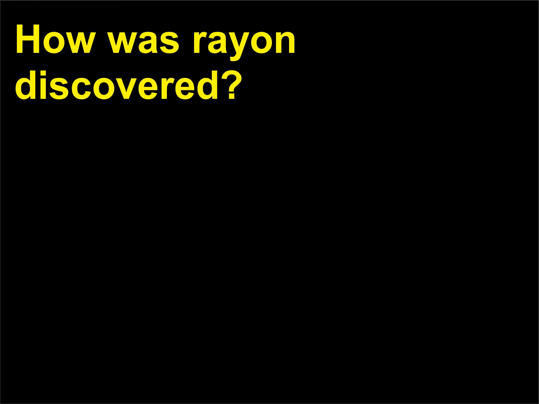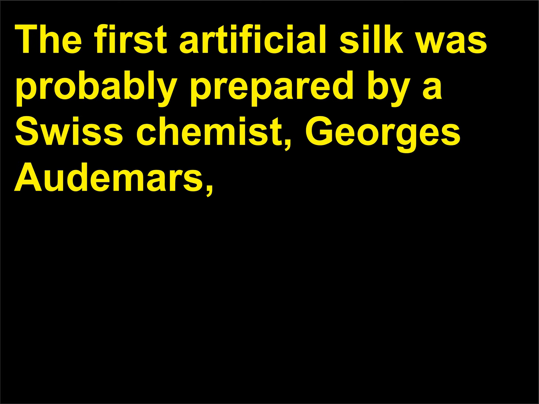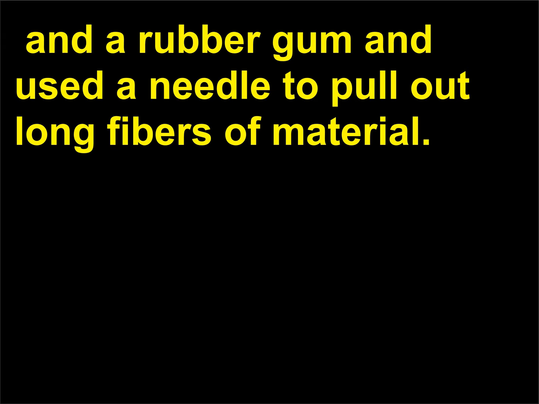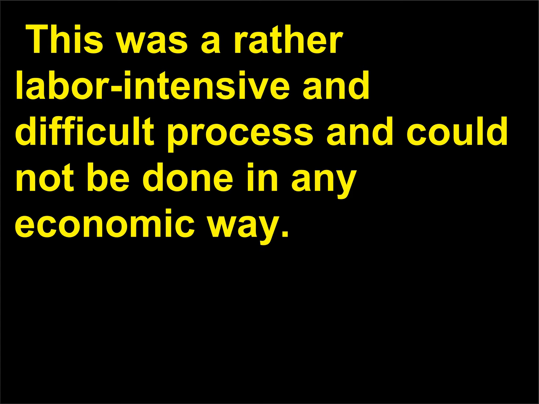How was rayon discovered? The first artificial silk was probably prepared by a Swiss chemist, Georges Audemars, in 1855. Audemars mixed the pulp of mulberry bark, chosen likely because silkworms eat mulberry leaves, and a rubber gum, and used a needle to pull out long fibers of material. This was a rather labor-intensive and difficult process and could not be done in any economic way.